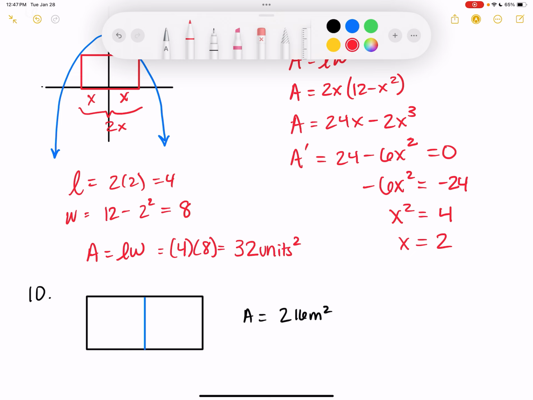All right, so basically, I'm going to call this W and these length. Doesn't really matter. Just going for it.